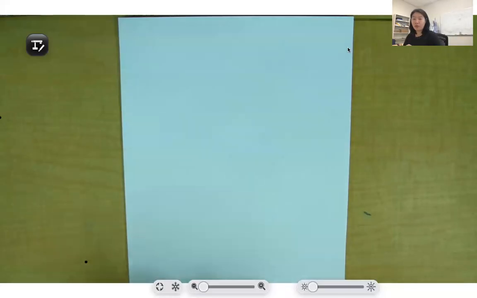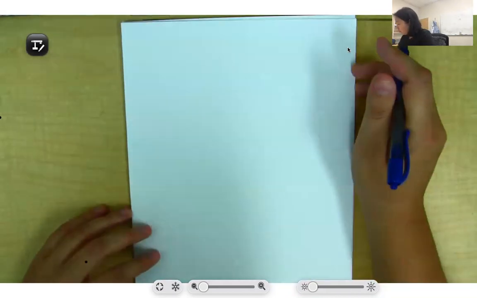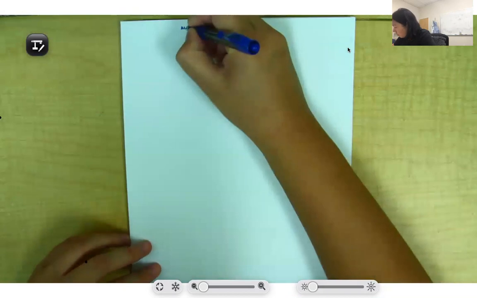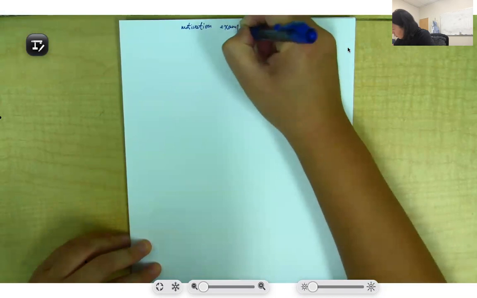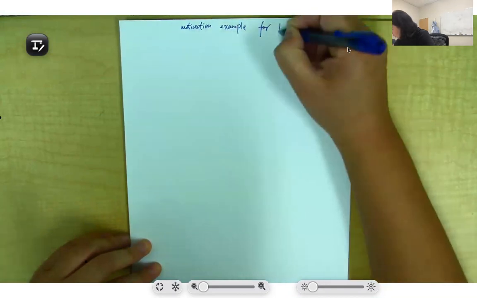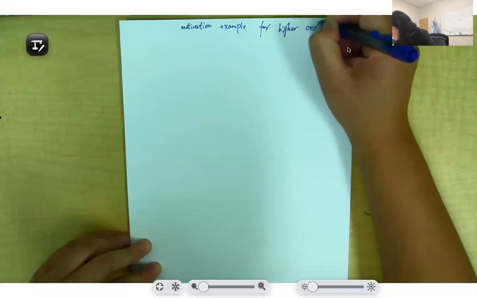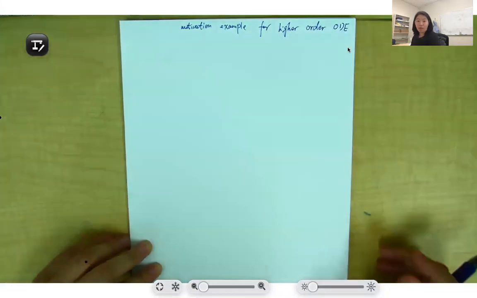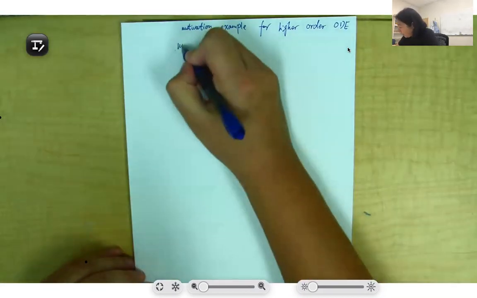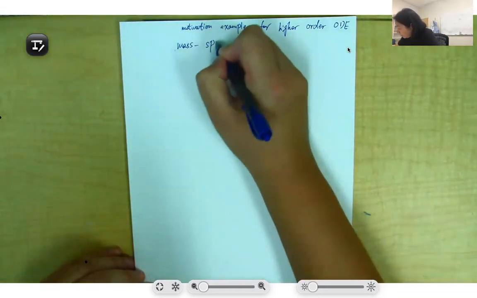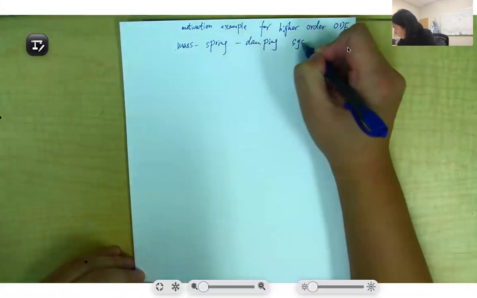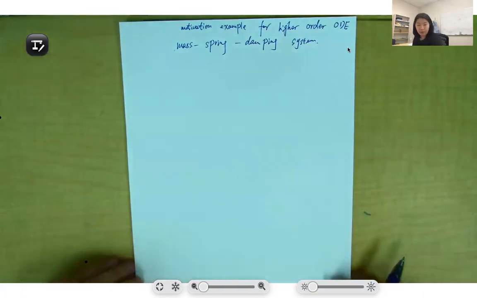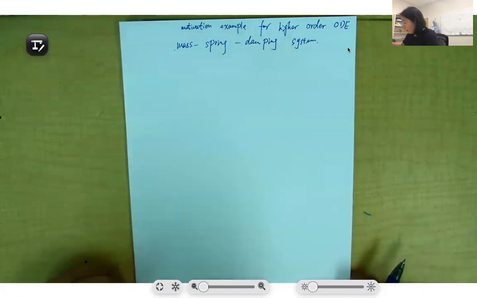We will first start with a motivation example for higher order ODEs. So, motivation. Example for higher order ODE. And that is from a system called the mass-spring-damping system. We are trying to derive here a second order ODE as an example.